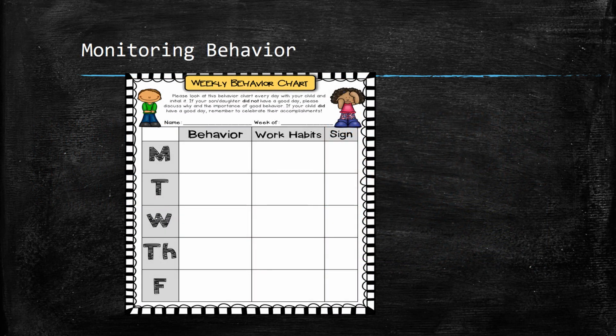There are lots of different ways to monitor behavior in your classroom. There's so many great tools and charts online for teachers just simply by searching. This is an example of a behavior chart. It's weekly. You fill out their behavior, their work habits, and you have to have their parent sign it at the end of the week, and maybe you can implement some kind of reward for your student that motivates them.